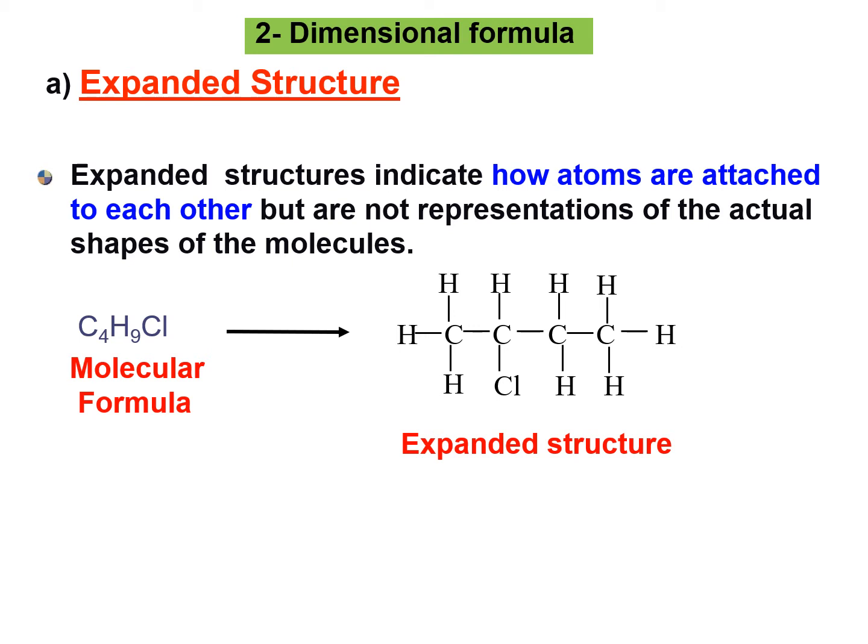So for molecular formula of C4H9Cl, we expand each atom. So there should be 4 carbon, 1, 2, 3, 4 carbon, and around the carbon there must be 4 attached covalent bonds. And hydrogen, as you can see, only has 1 attached covalent bond because it has 1 valence electron.